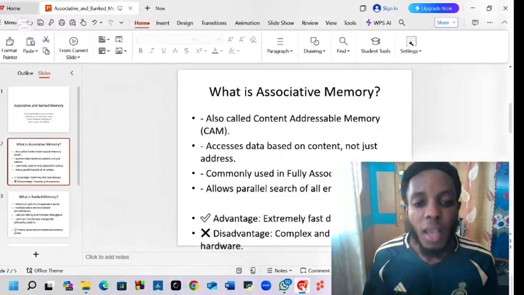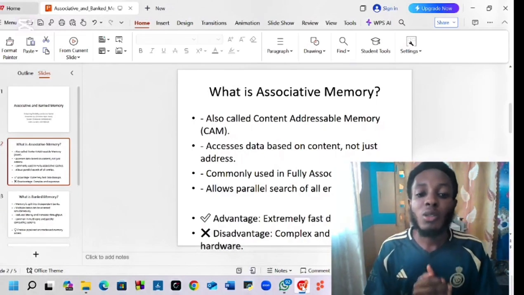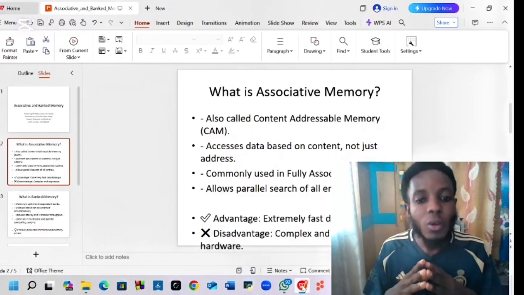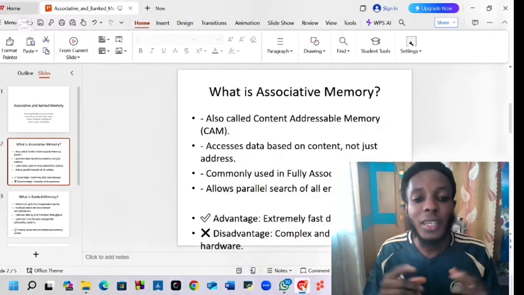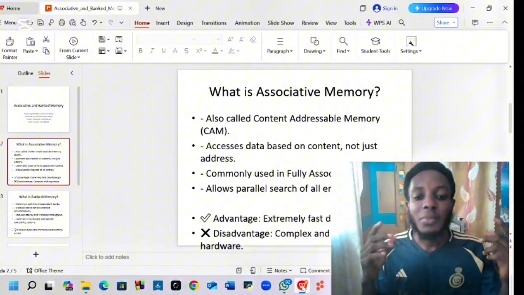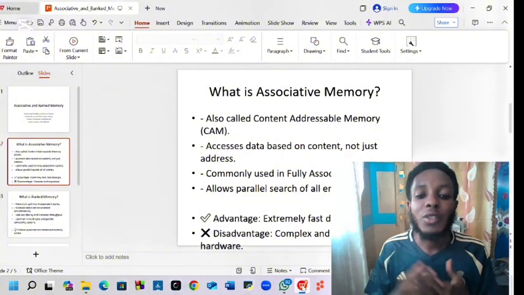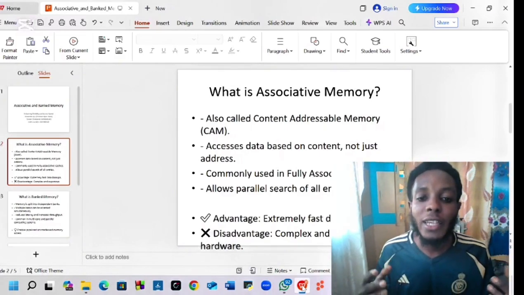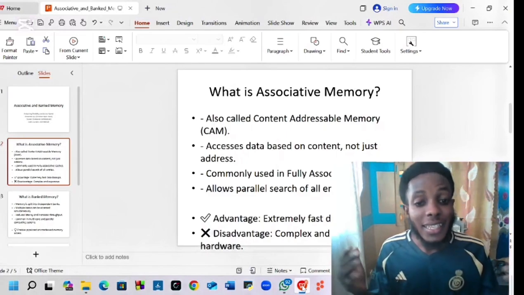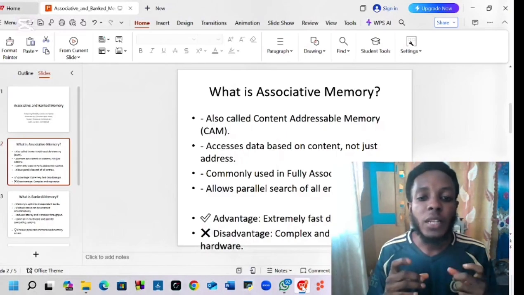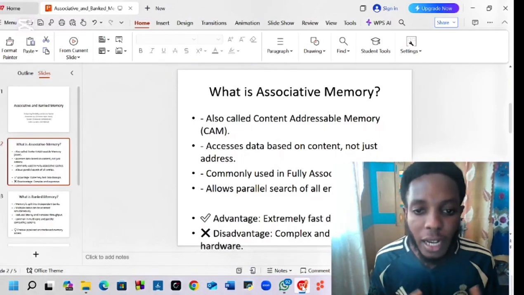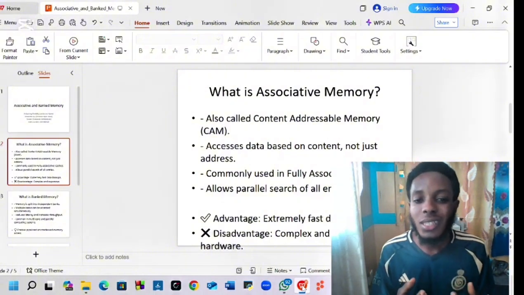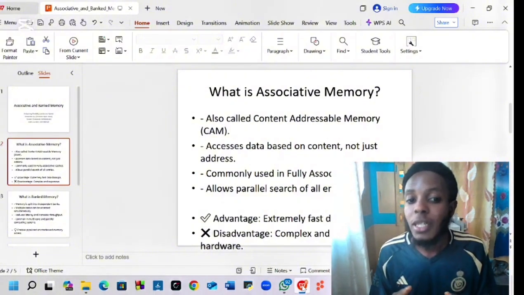Associative memory, also known as content addressable memory, retrieves data based on content rather than a specific address. It's typically used in fully associative caches where the system checks all cache lines in parallel to find a match. This makes data retrieval extremely fast, but the hardware required is costly and complex. So it's mostly used in small and high speed applications.